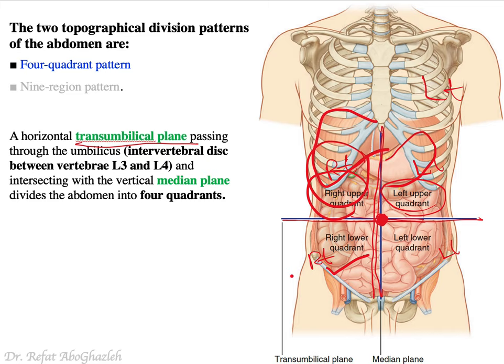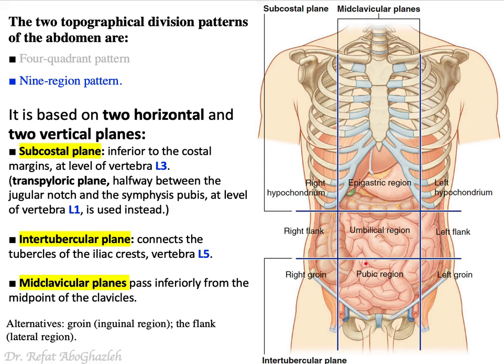So guys, this is the four quadrant pattern, which is pretty easy. But as a physician, I think you have to be more specific. What does it mean? It means that you have to divide the abdomen into more divisions, to find subdivisions more than the four. So for that, there is another pattern, which is the nine region pattern. Also, it's pretty easy, but just give me your attention.